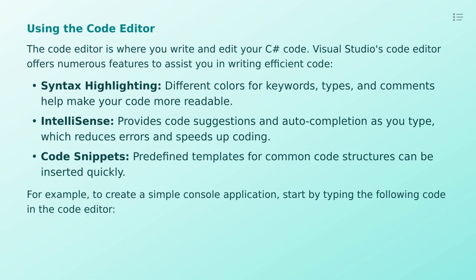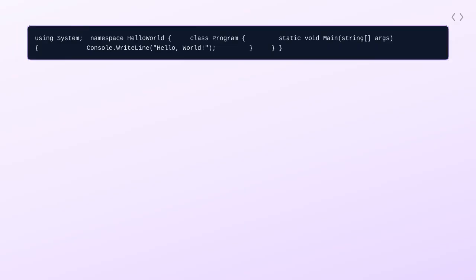Also, IntelliSense provides code suggestions and auto-completion as you type, which reduces errors and speeds up coding. Finally, code snippets. Predefined templates for common code structures can be inserted quickly. For example, to create a simple console application, start by typing the following code in the code editor, the class shown on screen, and how its members are organized.